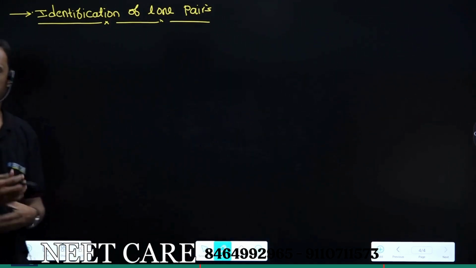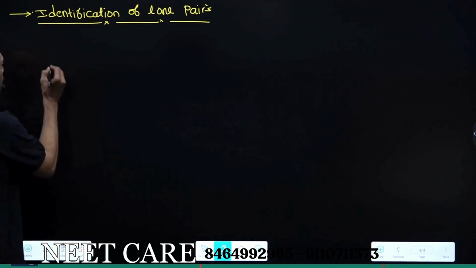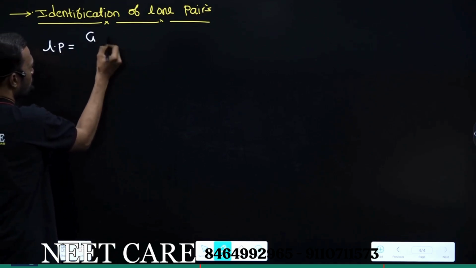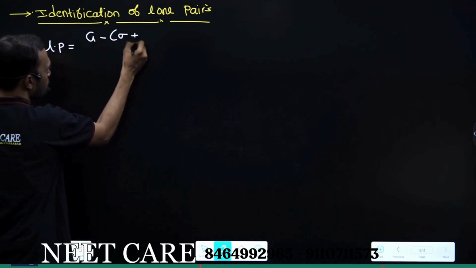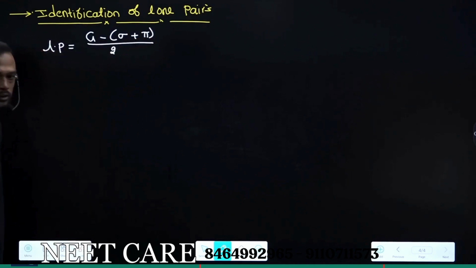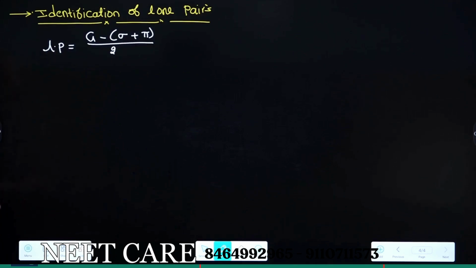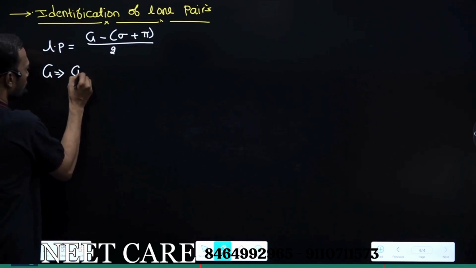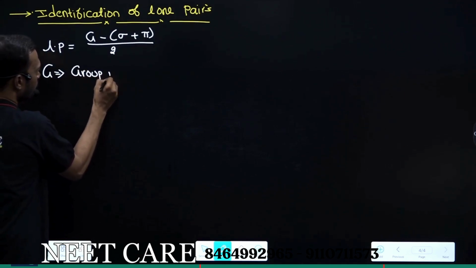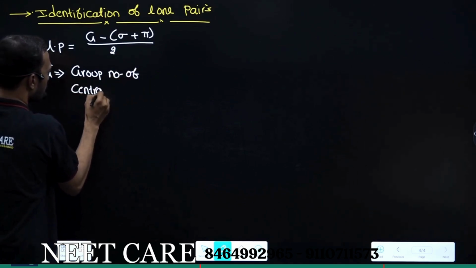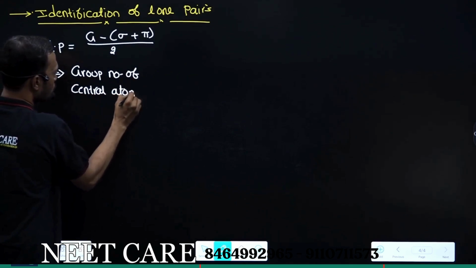For this one, a common formula is there. If you want to calculate the number of lone pairs, lone pairs is equal to group number minus the number of sigma bonds around the central atom and the number of pi bonds around the central atom, divided by 2. That is the formula. So what does G indicate? G indicates the group number of the central atom.